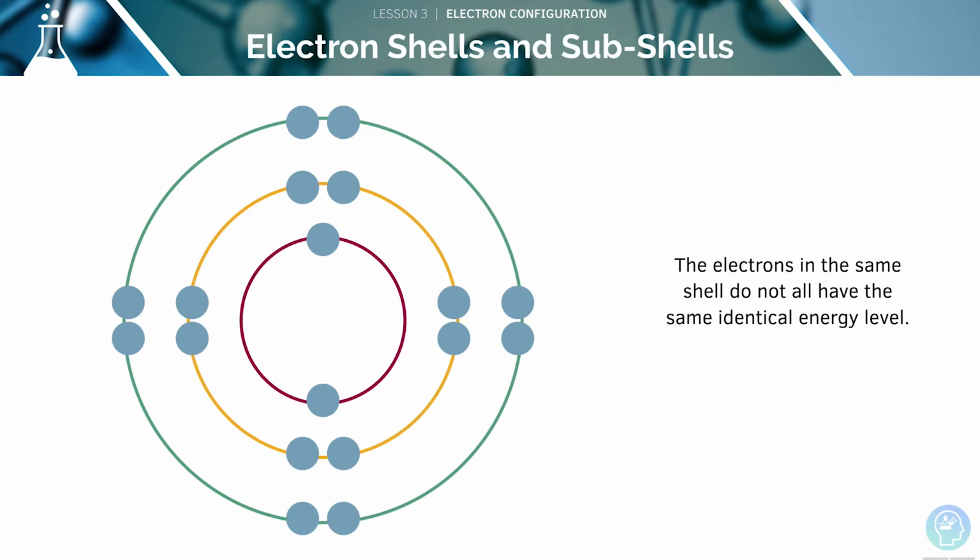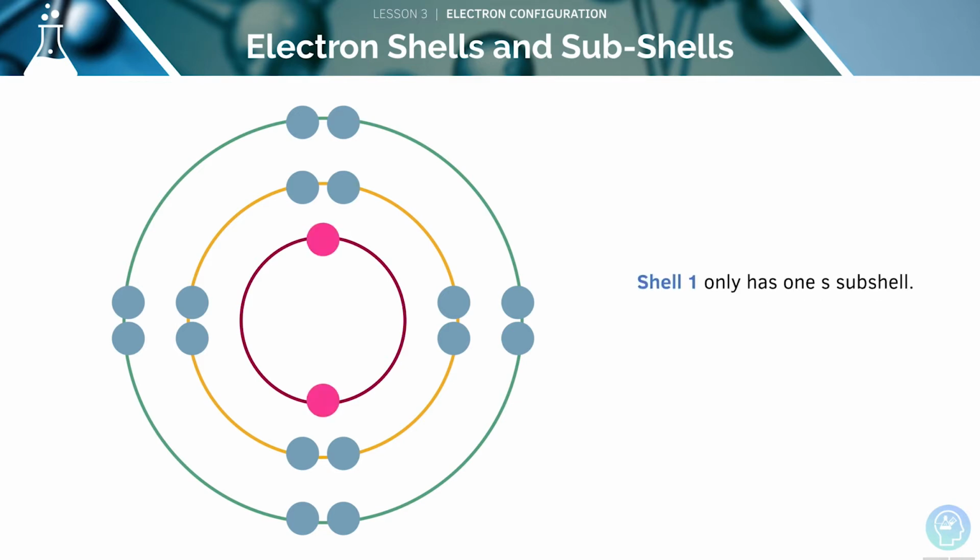We've just seen that there are 4 different subshells: S, P, D, and F. This means that not all the electrons in the same shell will have the same energy level. Therefore, in shell 1, there's only one S subshell. This means that all the electrons in shell 1 will have the exact same energy level.